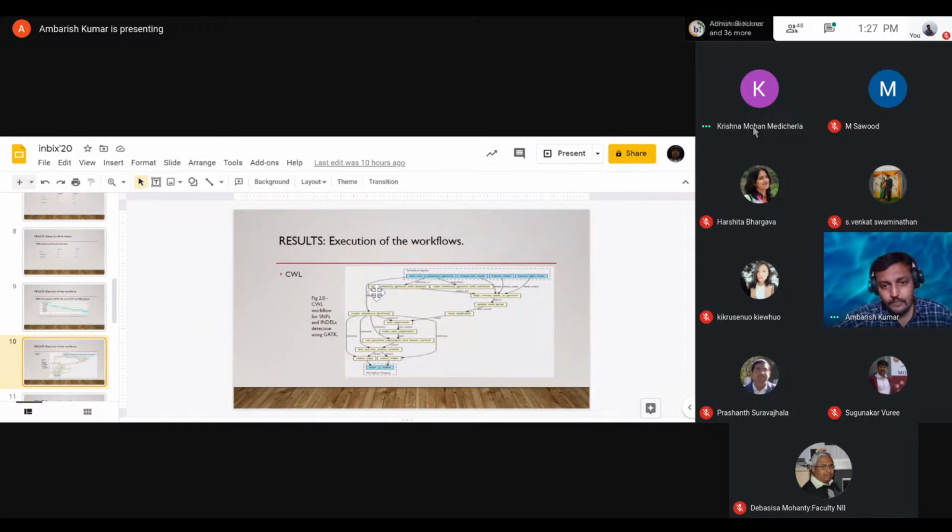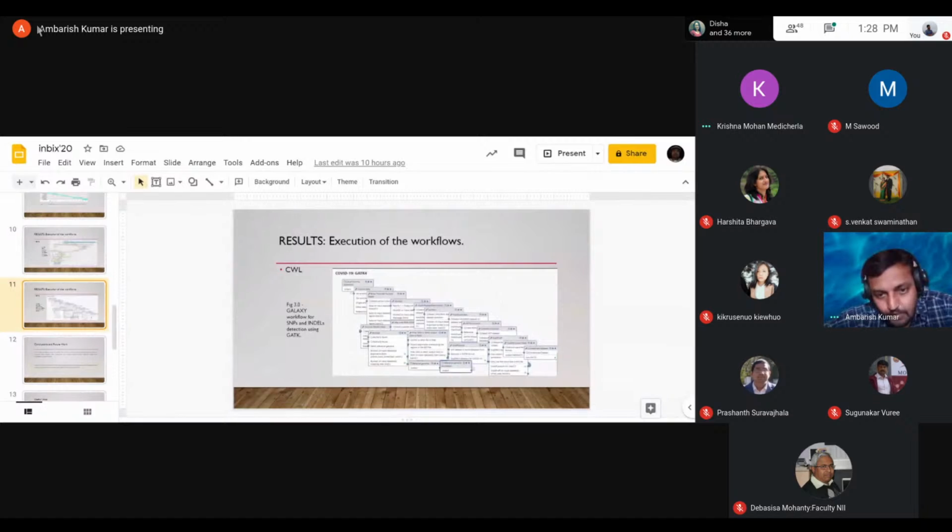Next is the execution of the GATK tool, implemented in a CWL workflow for SNP and indel detection using GATK. This is the execution diagram generated by the CWL runner. This is the schematic diagram for each step of the GATK workflow, which are involved in the CWL workflow for GATK SNP and indel detection.